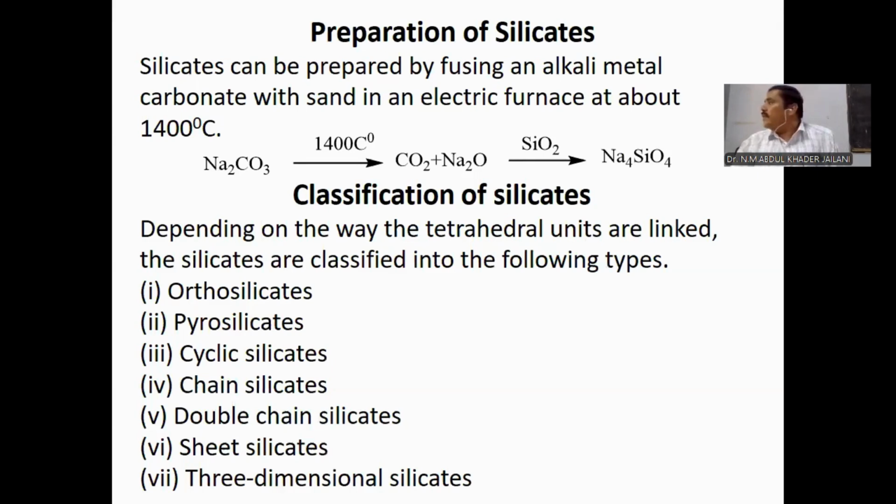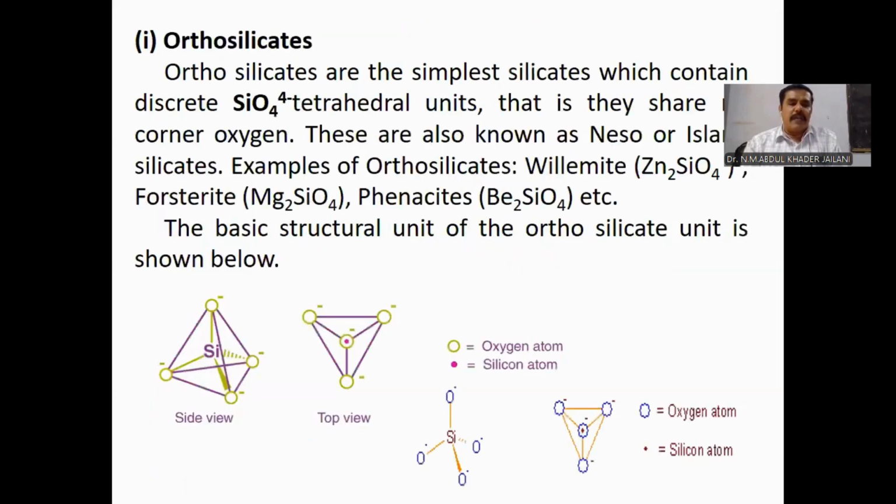Orthosilicates are generally called simple silicates. They consist of only SiO4 units, which, as I already mentioned, are tetrahedral units. Simple tetrahedral units are called orthosilicates. The silicon atom is the central metal ion. It is linked with 4 oxygen atoms, and the oxygen atoms carry a negative charge.